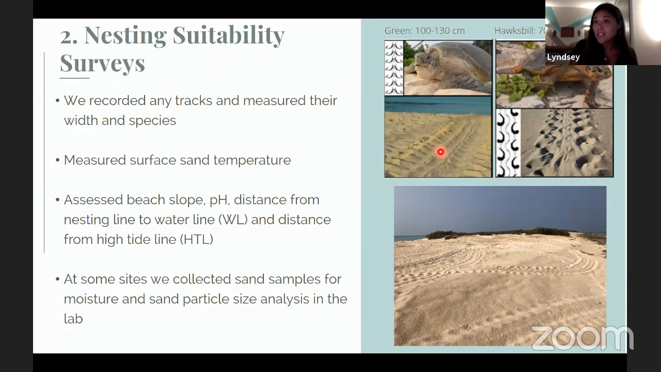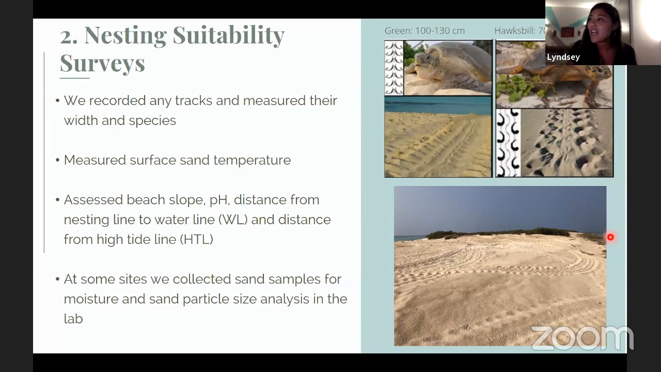Whereas hawksbills use one flipper at a time, so their tracks are more alternating, and they don't have as defined a straight tail line in the middle. So we use these cues as well as the size of the track, because on average, the green turtle track will be between 100 and 130 centimeters in width, and the hawksbills are a bit smaller. They're anywhere from 70 to 85 centimeters in width.